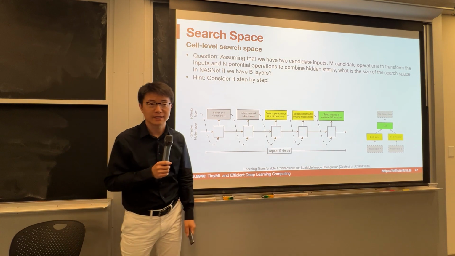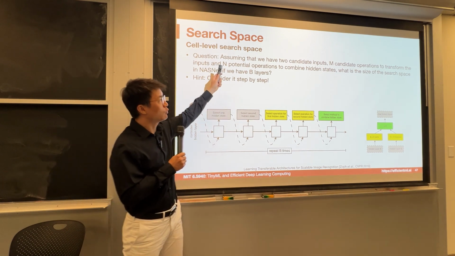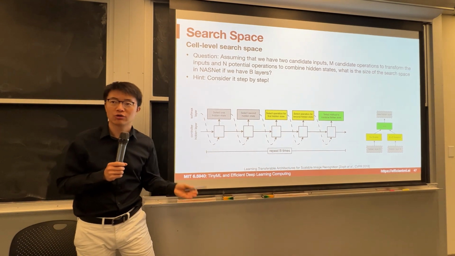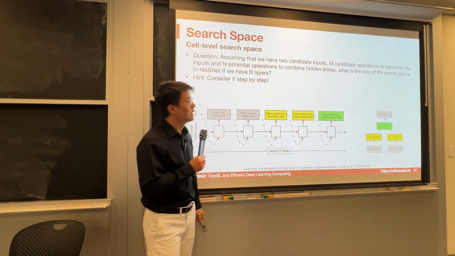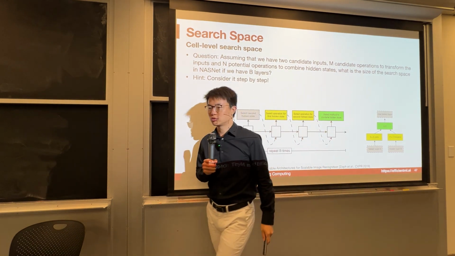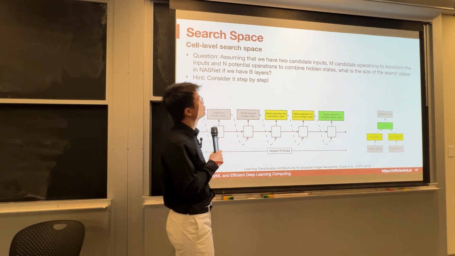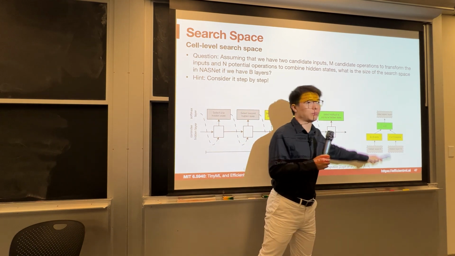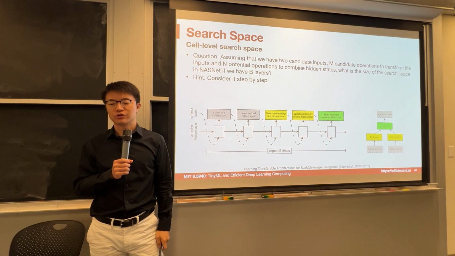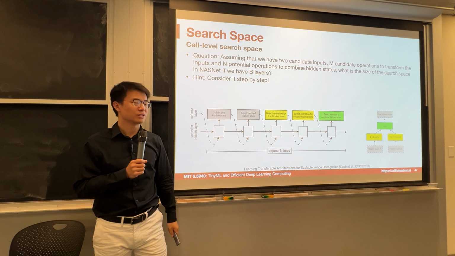So imagine in this case, let's just calculate how large the design space is. Suppose we have two candidate inputs. Here we can choose from the previous layer or the layer before the previous layer. And here we have n candidate operations to transform each input. Then we have n potential operations to combine these two states. So what is the size of the search space if we have B layers, assuming each layer is independently searched?